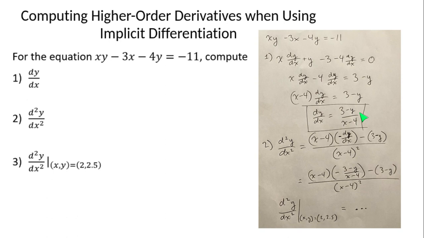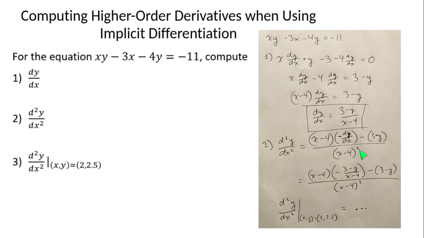Now, how, pray tell, do you find a second derivative? Well, in this case, we can take our first derivative and use quotient rule. Quotient rule says second derivative is low d high, the derivative of my upper part, which is going to be negative dy over dx, minus high d low. Derivative of the lower is just 1, over the square of what's below.